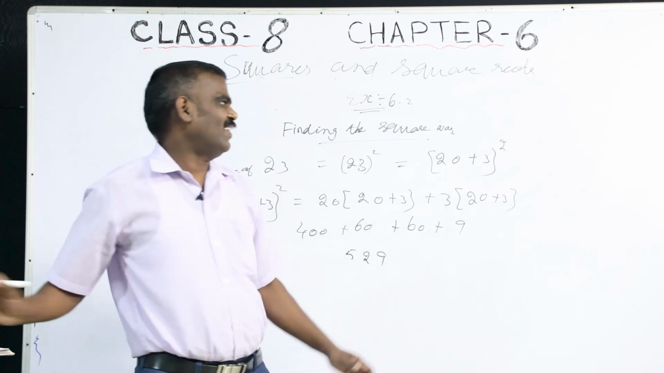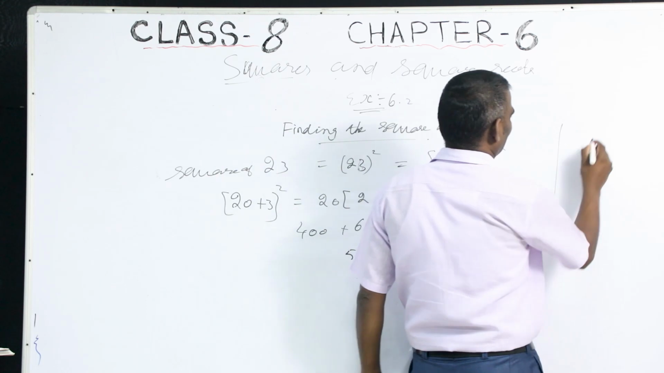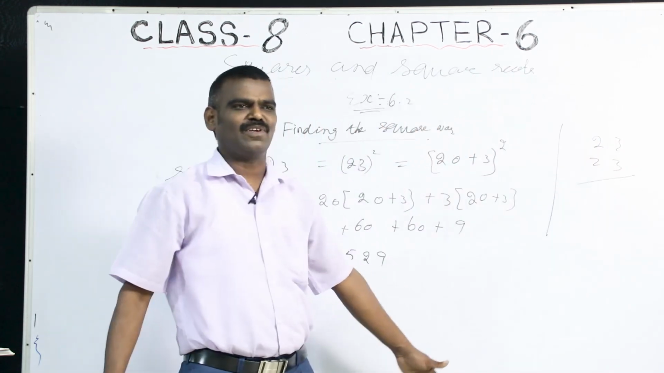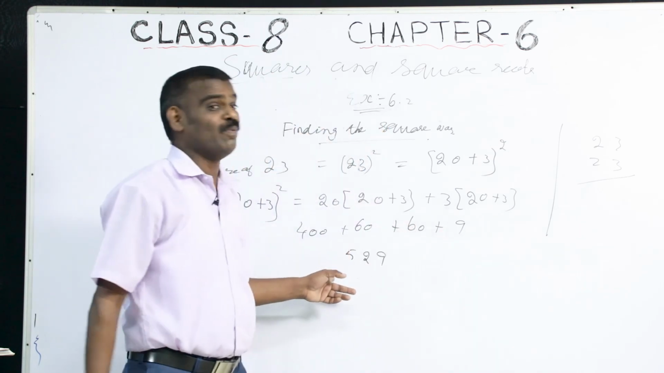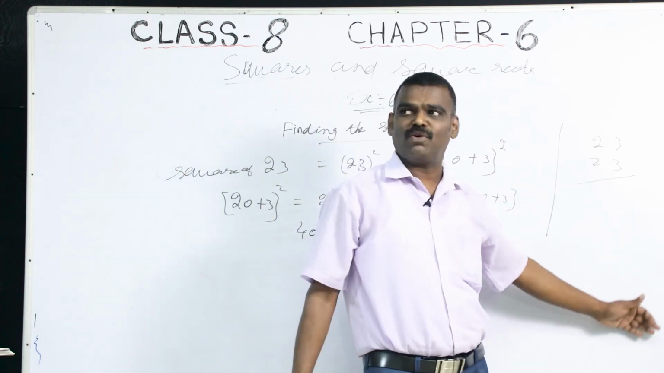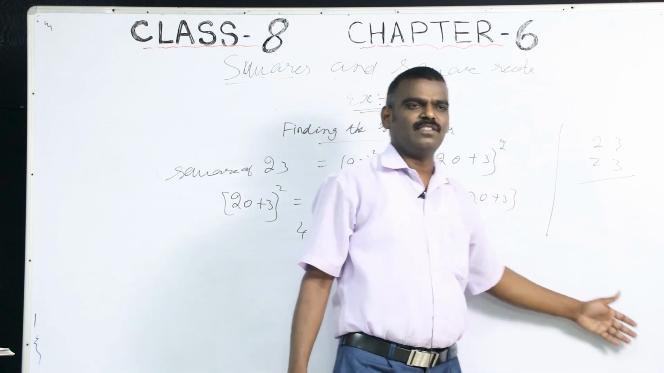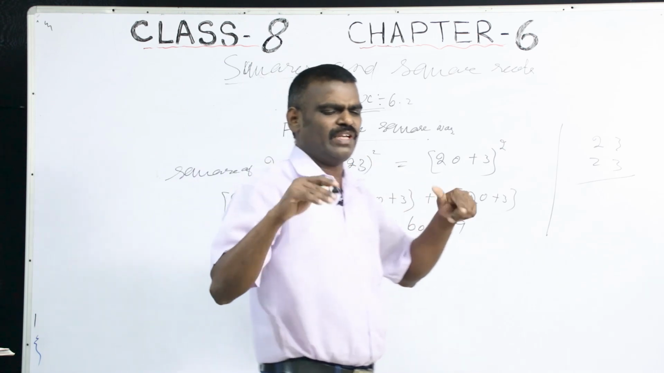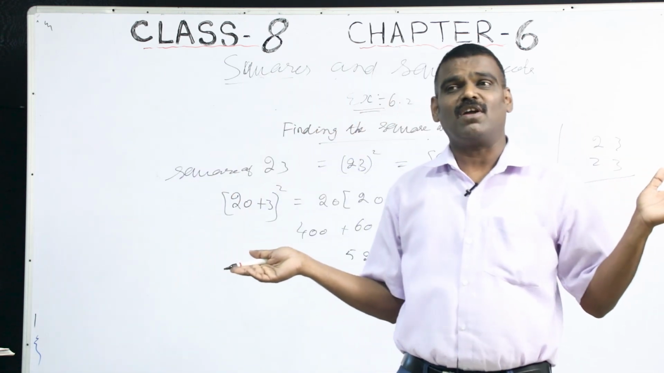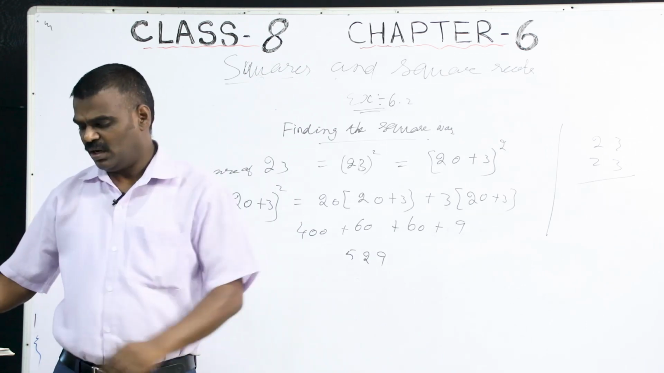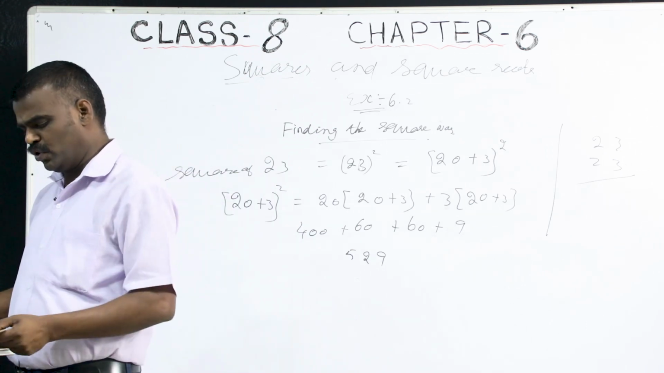You might be thinking, sir, what is this easy? 23 into 23 is very easy for us, we will do the calculation quickly and get the answer. We may forget this method also, because this is a method you followed for so many years. This is a new method, so you might find it difficult in the beginning, but yes, this is another way of calculating squares. Like that you can do another question. I am not going to do that.